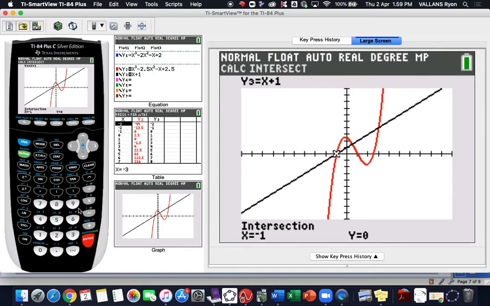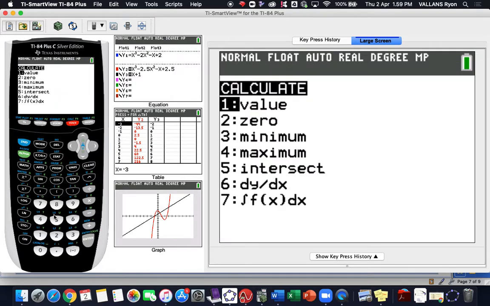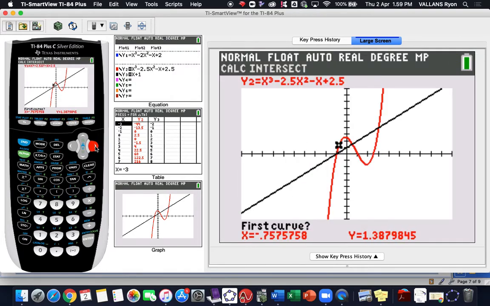(-1, 0). Okay? If I'm closer to the other one, second trace, intersection 5. So I'll get closer to it, and I'll let you get the decimal one in the middle. Hit enter, enter, enter. It tells me that one's at (3, 4). Okay? I recommend pausing and trying to find this one.